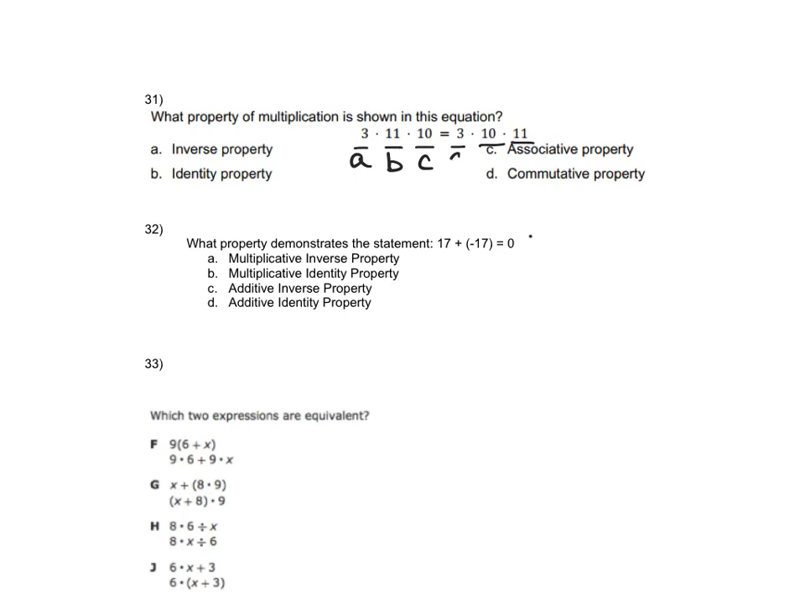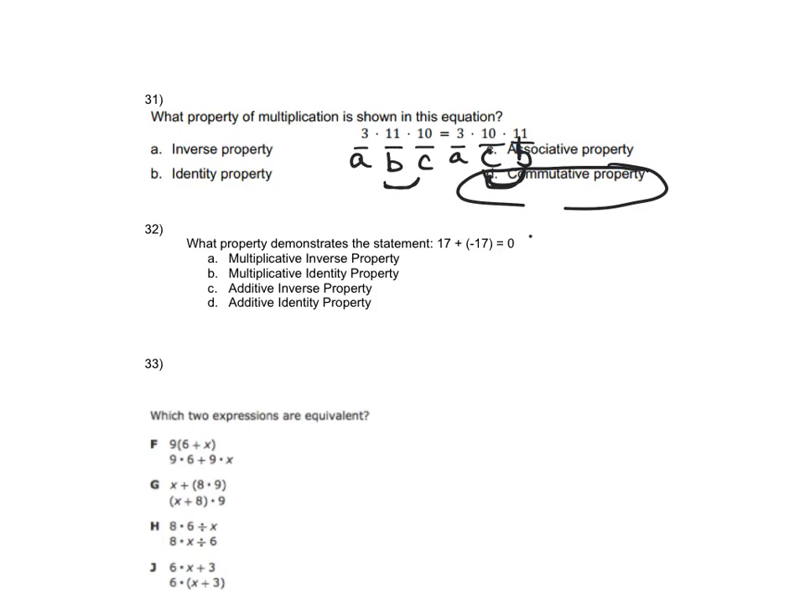And 3 is A, 10 is C, and 11 is B. Well, what happens there? That shows the commutative property because the orders change. Look at B and C, how they change places. So my answer will be commutative property.